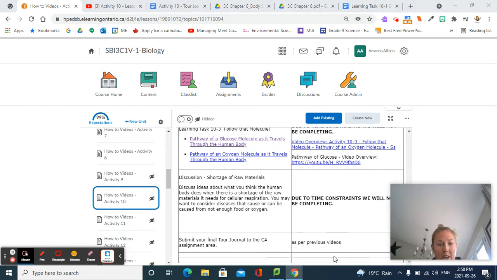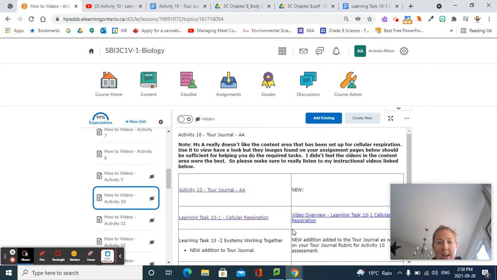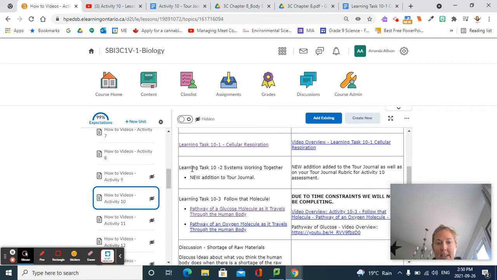The discussion, we're not going to worry about too much. But I have added this: learning task 10-2 that it talks about in the content area. I've actually linked that into the content on the tour journal. So now it will be a part of what you do on your tour journal, and then it'll be assessed as part of the tour journal assessment.